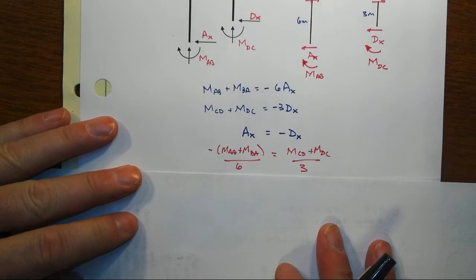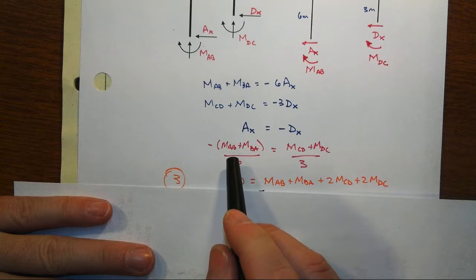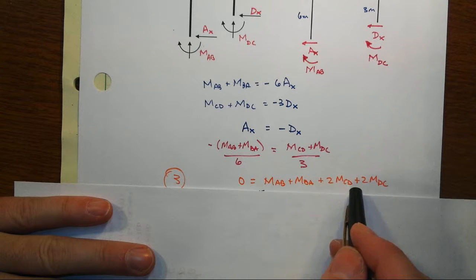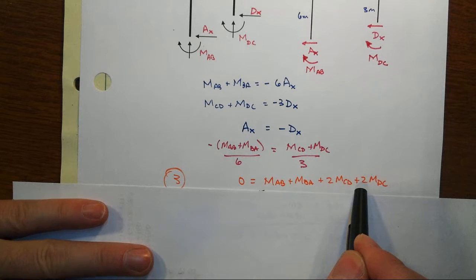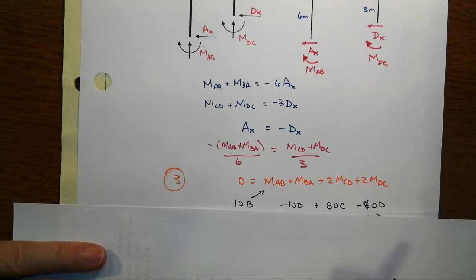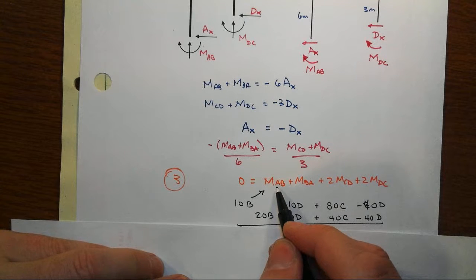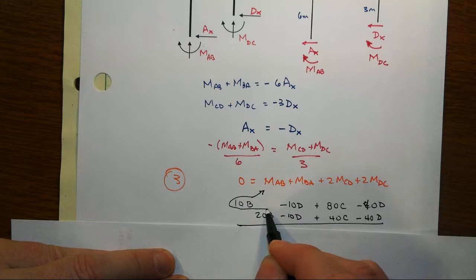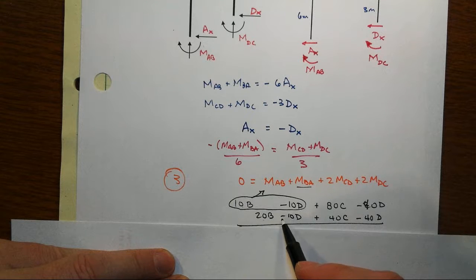And then that can be simplified down into 0 on the left hand side. Take this on over, clear out the 6's first, and you get just the sum of all these moments. There's a change in the coefficient because of the 6/3 business, and then we can substitute in for the various terms, right? So MAB is, go back to our slope deflection equation, 10B minus 10D. That's the first part. And then MBA has 20B and a minus 10D.